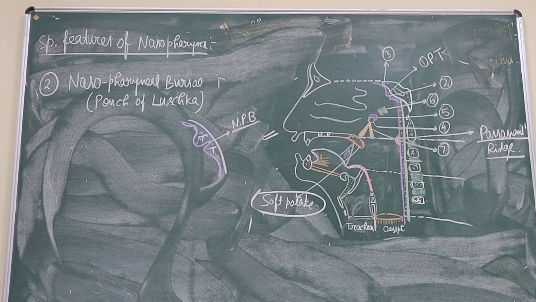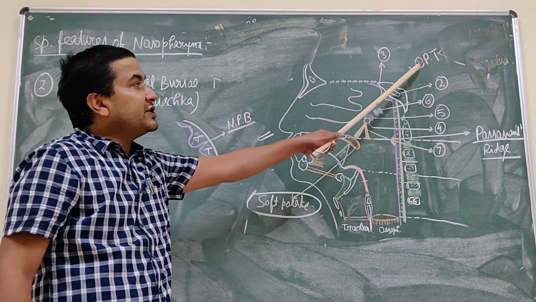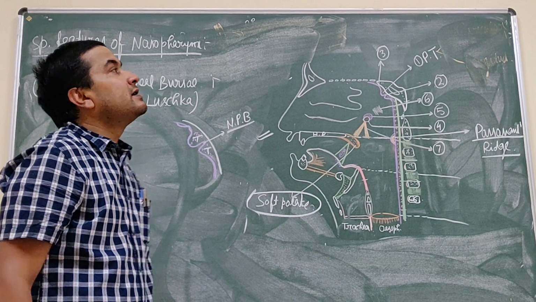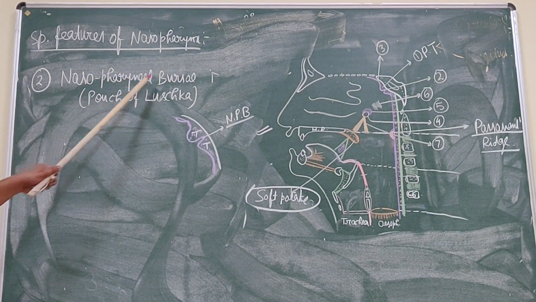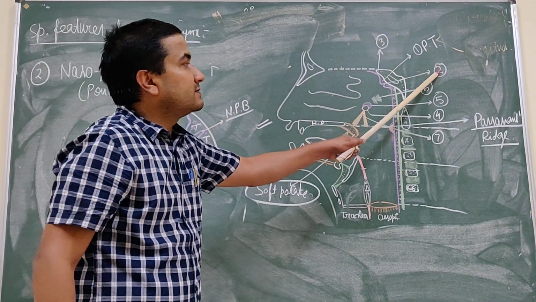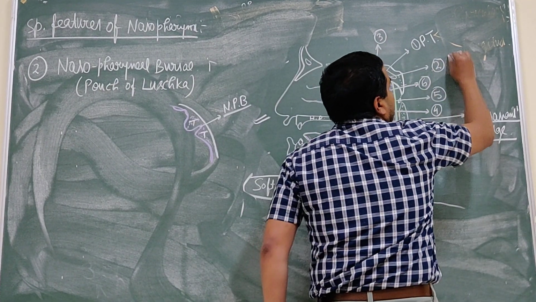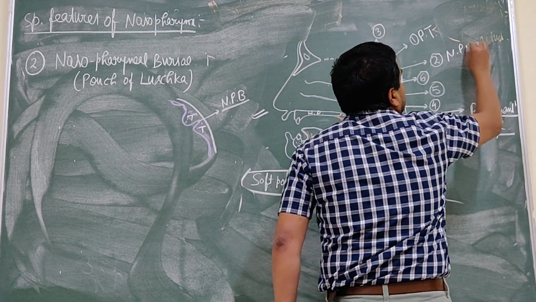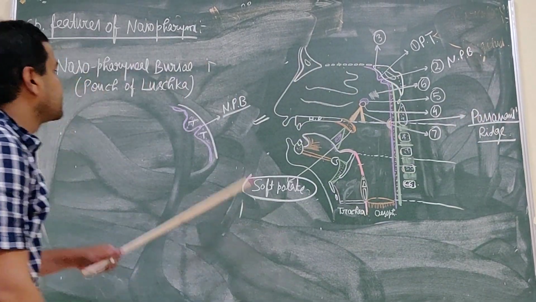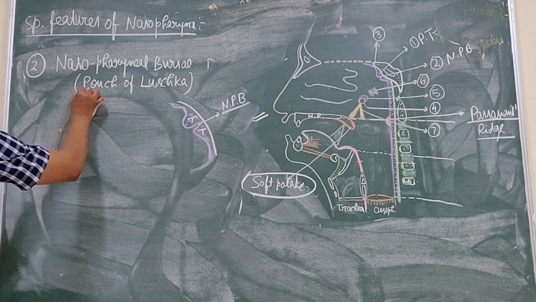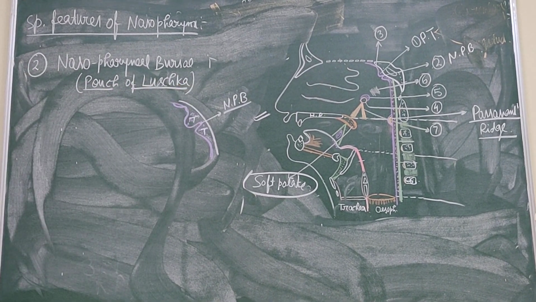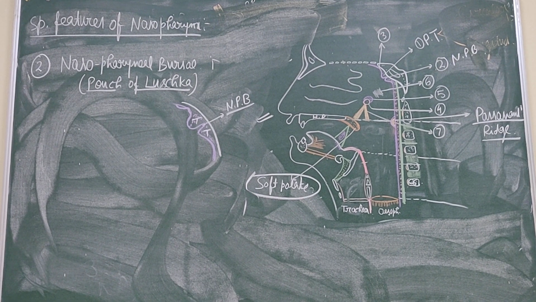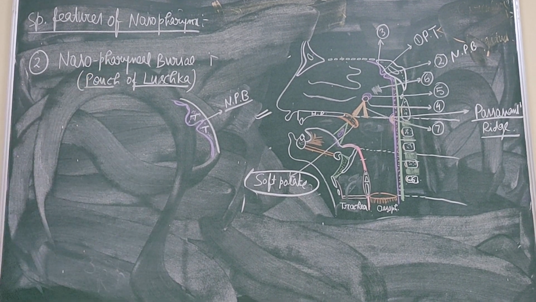Now the second structure after the nasopharyngeal tonsil is the nasopharyngeal bursa. This second structure, the nasopharyngeal bursa, is also known as the pouch of Luschka. What is the nasopharyngeal bursa?